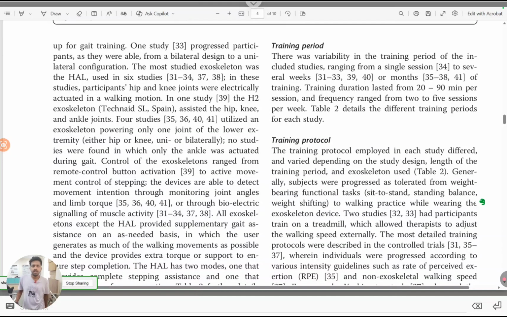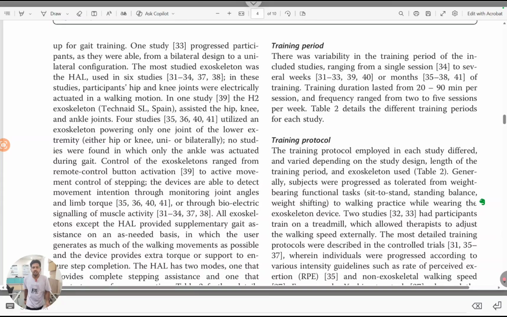Okay. The most studied exoskeleton was the HAL, used in 6 studies. In these studies, participants' hip and knee joints were electrically actuated in walking motion. In one study, the H2 exoskeleton assisted the hip, knee, and ankle joints. 4 studies utilized an exoskeleton powering only one joint of the lower extremity, either hip or knee, unilateral or bilateral. No study was found in which only the ankle was actuated.